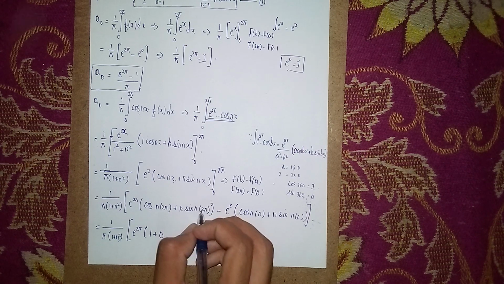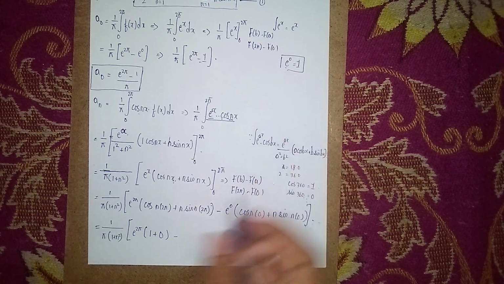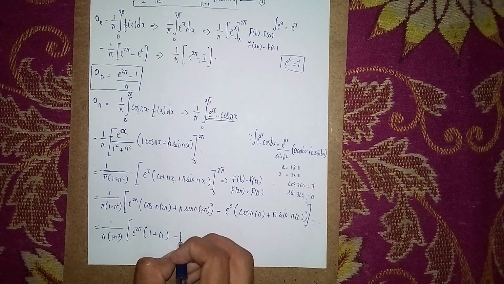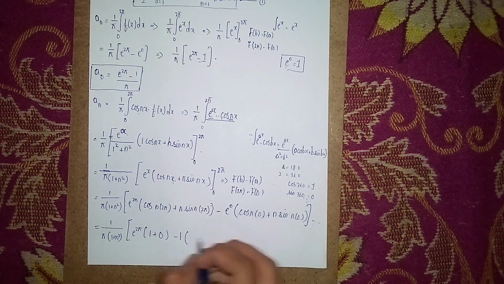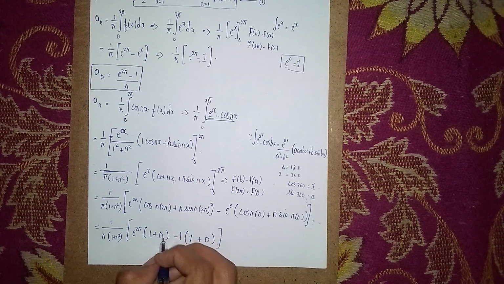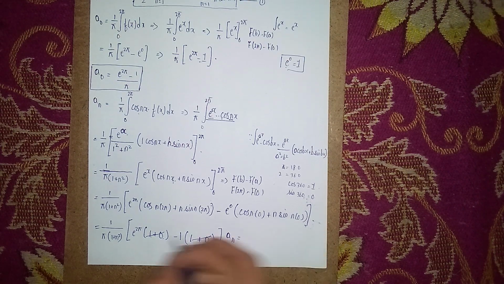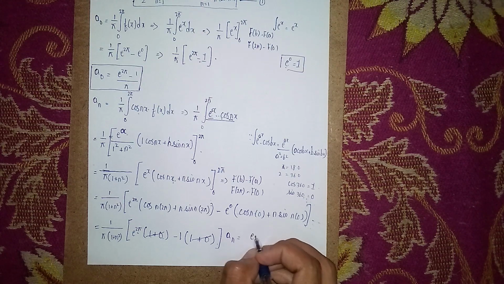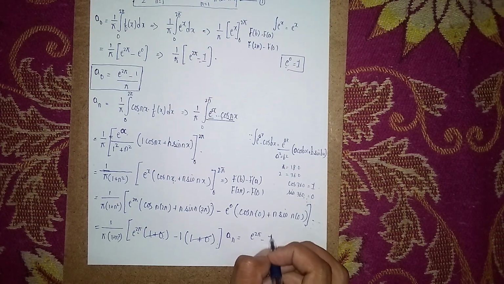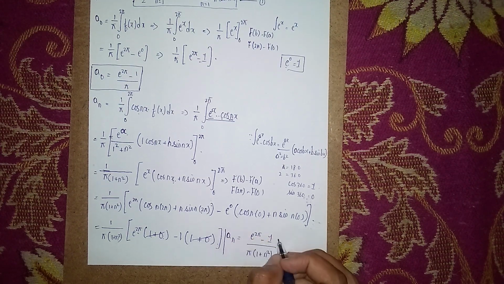Okay, 1 plus 0, this function will become 0. Now if you multiply n into 0, it becomes 0. Then minus e power 0, which I told you is equal to 1, e power 0 under bracket cos 0 value is 1, then plus 0. Now here 1 plus 0 becomes 1, and this will get cancelled. Our an value is e power 2 pi minus 1 by pi (1 plus n square). Okay, this is our an value.